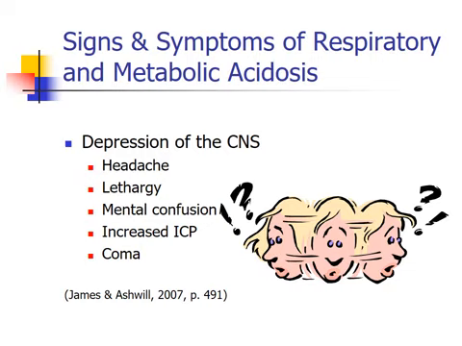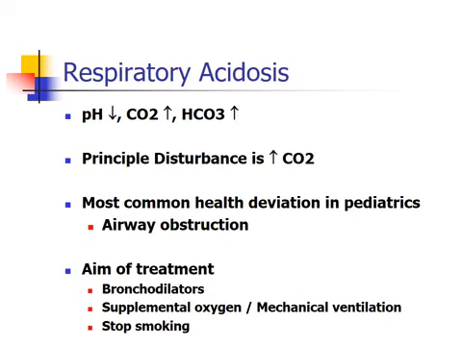Signs and symptoms of respiratory distress and metabolic acidosis are depression of the central nervous system. And with respiratory acidosis, we know that the pH is decreased, the CO2 is increased, and the bicarbonate is increased, and that the principal disturbance is the increase in CO2. So we commonly see this with the health deviation in pediatrics with an obstructed airway. So the aim of treatment would be to administer bronchodilators, supplemental oxygen or mechanical ventilation if needed, and to stop smoking if it were an adolescent that was smoking.